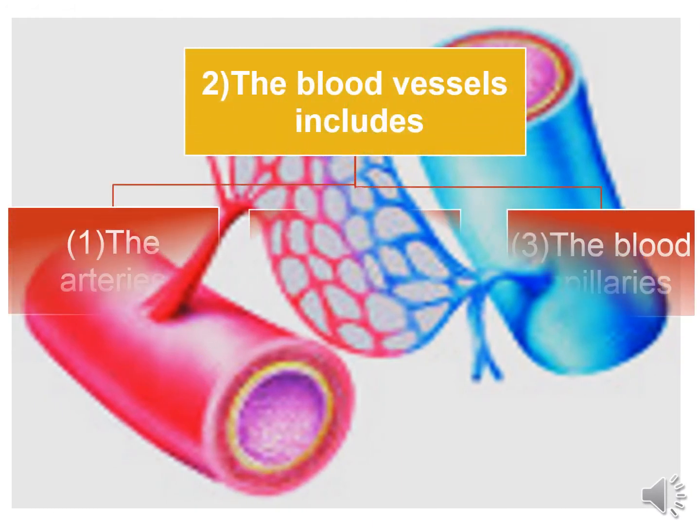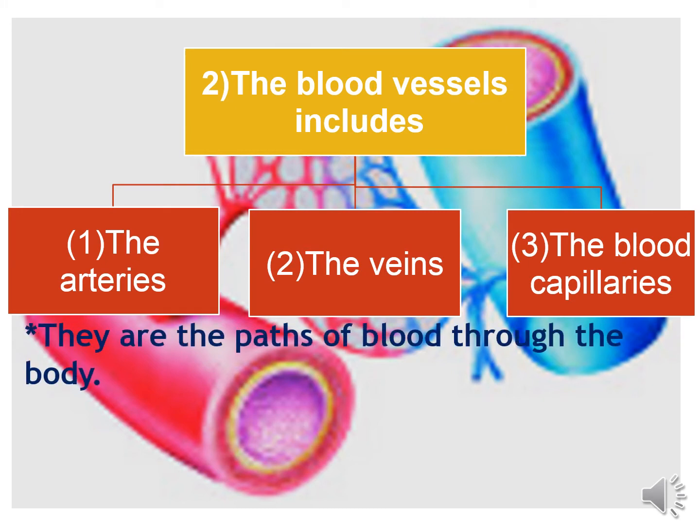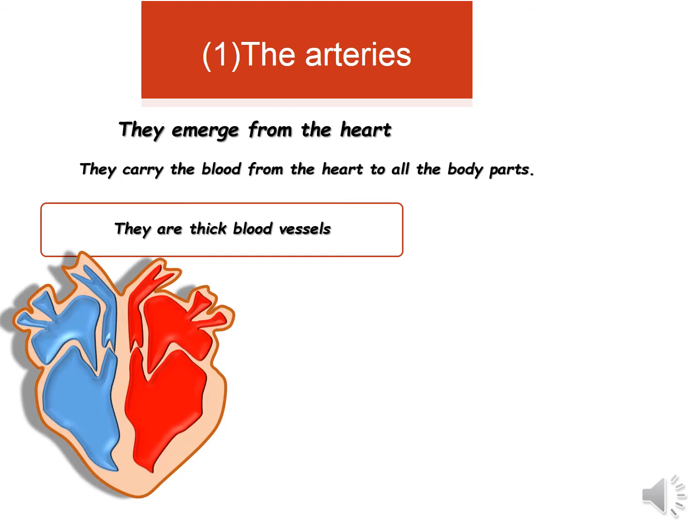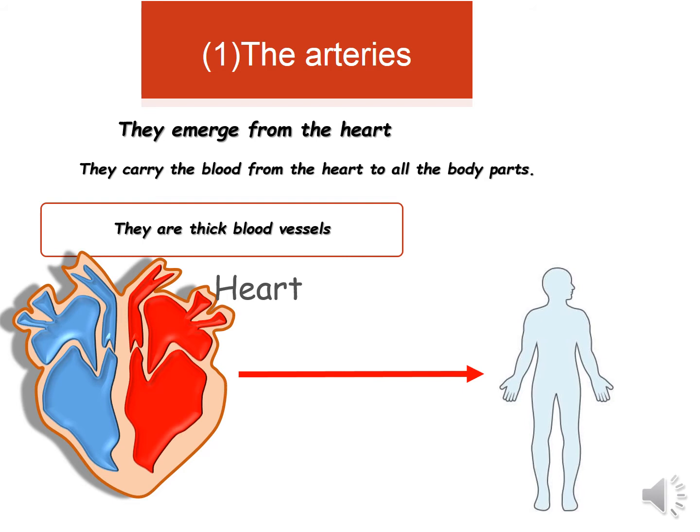Let's know the types of blood vessels. The blood vessels include the arteries, the veins, and the blood capillaries. The arteries emerge from the heart. They carry the blood from the heart to all body cells. They are thick blood vessels, not thin, to pump blood all over the body parts.